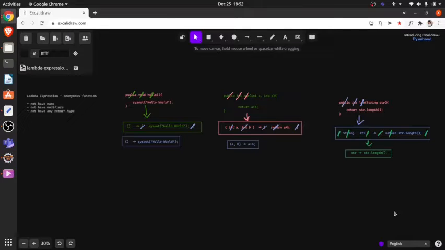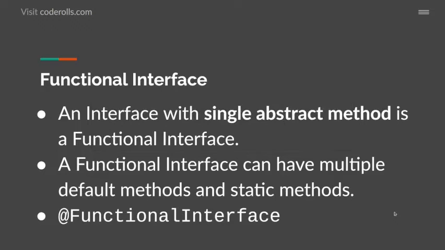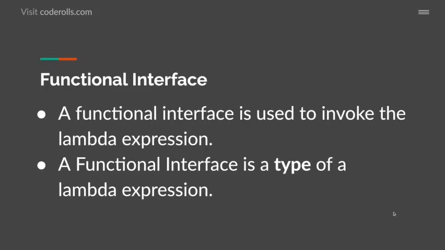Welcome back. In previous videos, we have seen how we can write lambda expressions. Also, we have seen what a functional interface is, and we have seen that functional interfaces are used to invoke the lambda expressions. Now we will create one example and we will try to understand these things.